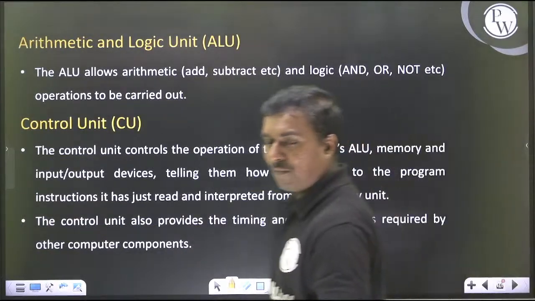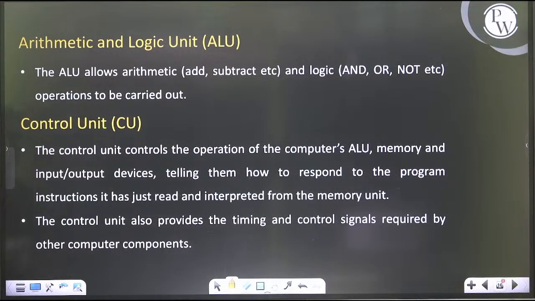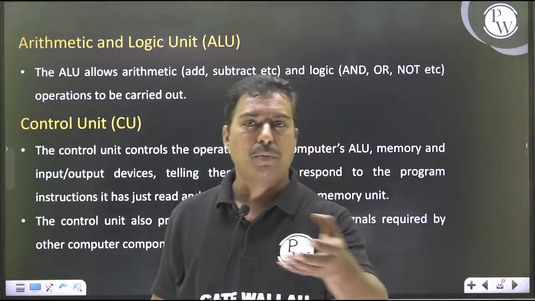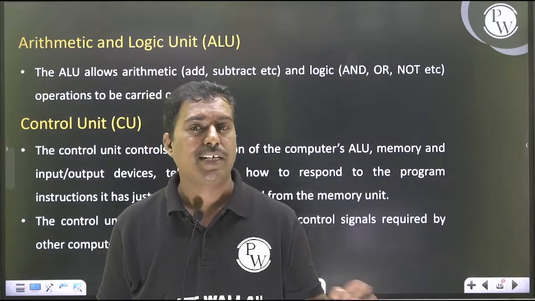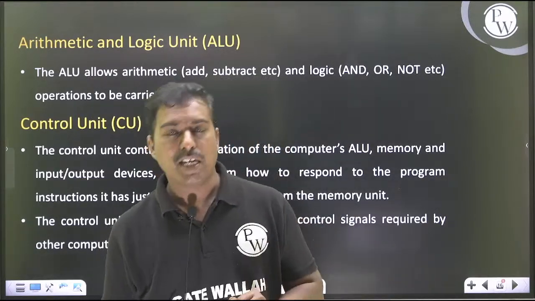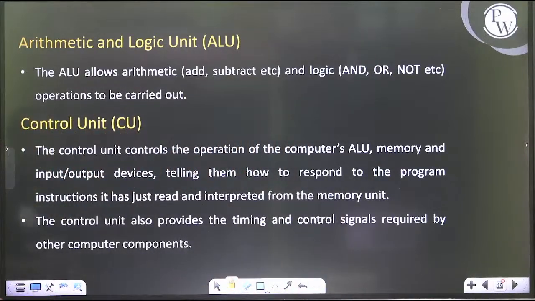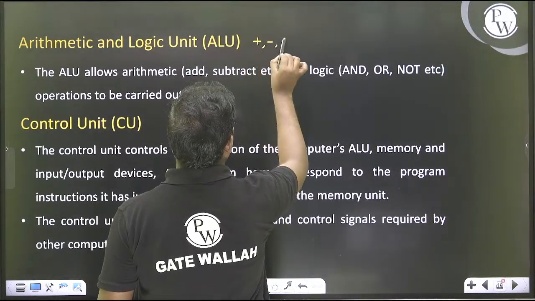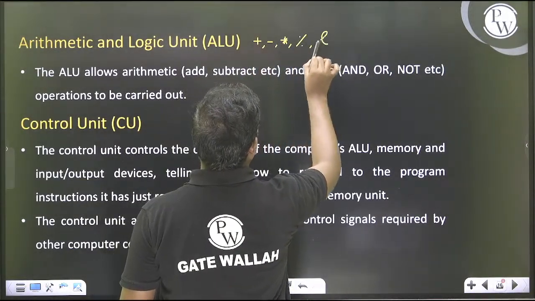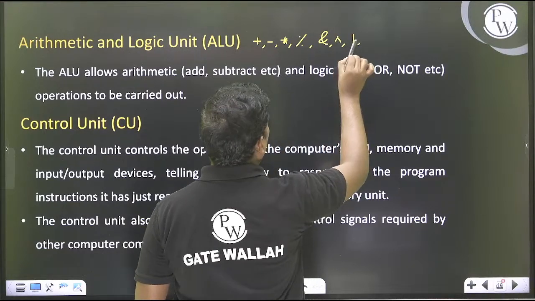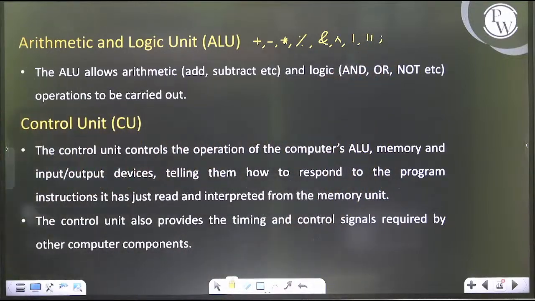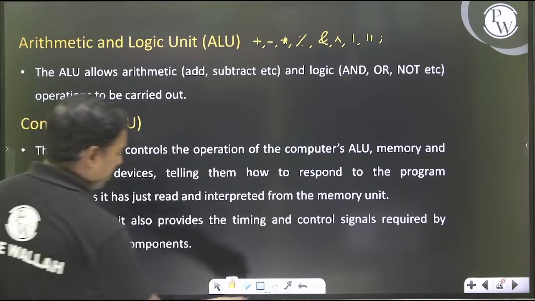Do you know what is the arithmetic unit and what is the CU? Very simple. What does the arithmetic logic unit do? It performs arithmetic operations. What are they? Addition, subtraction, multiplication, division. If you look carefully, 8085 has only addition and subtraction, not multiplication. 8086 has multiplication. Sometimes it can also perform logical operations. So the ALU is responsible for plus, minus, multiplication, division, AND, OR, XOR, like this. These bit-level operations it will do. The ALU allows arithmetic, addition, subtraction, and logical operations to be carried out. So these are the basic things.